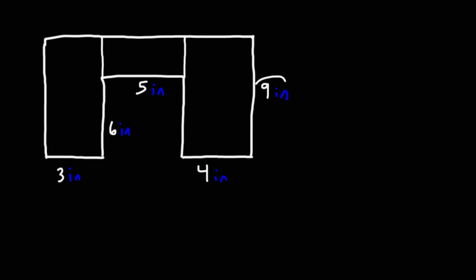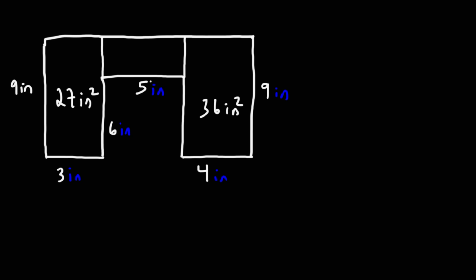Now notice that this side is 9. That means this side here has to be 9 inches. So for the rectangle on the left, we have a length of 3, a width of 9. 3 times 9 is 27 square inches. Now for the rectangle on the right, we can see that we have a length of 4, a width of 9. 4 times 9 is 36. So this is 36 square inches.